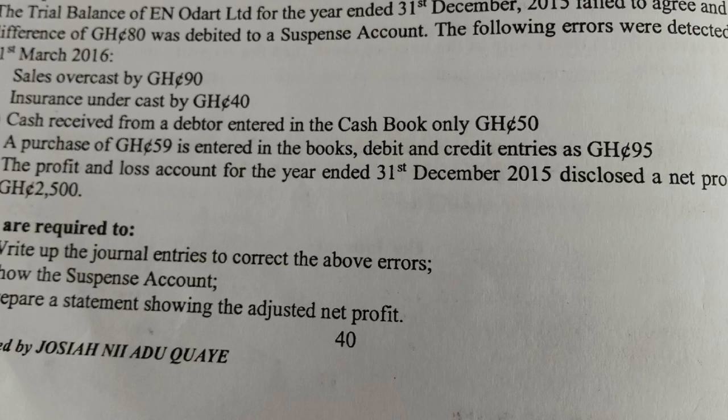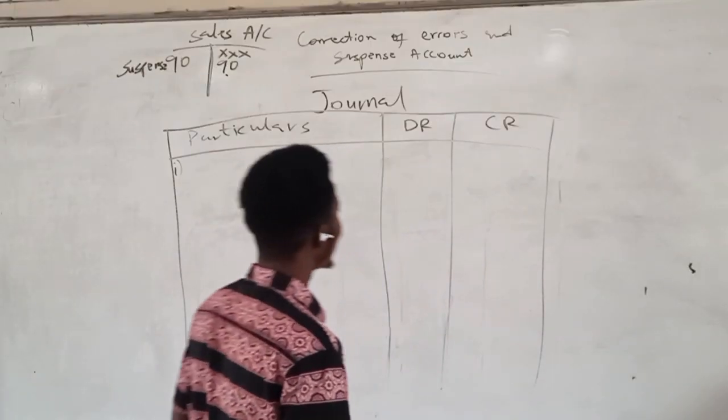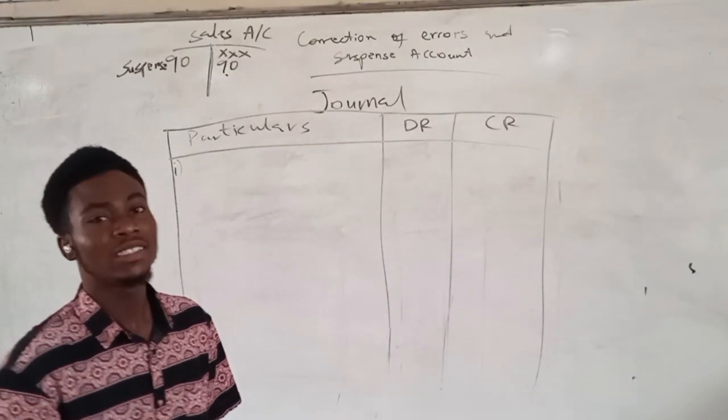Okay, let's start the question. The trial balance of EN Odat Limited for the year ended 31st December 2015 failed to agree, and the difference of 80 was debited to the suspense account. So the 80 is going to the debit side of the suspense account and not the journal. Let's continue. The following errors were detected on 31st March 2016. Sales overcast by 90. So sales overcast by 90.